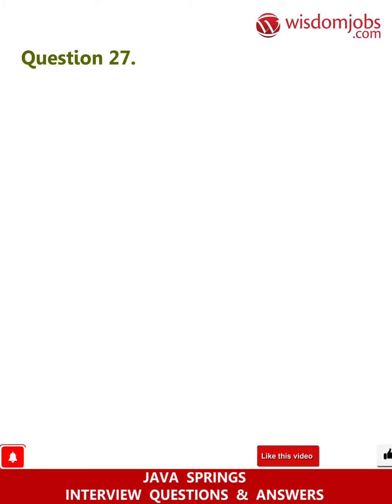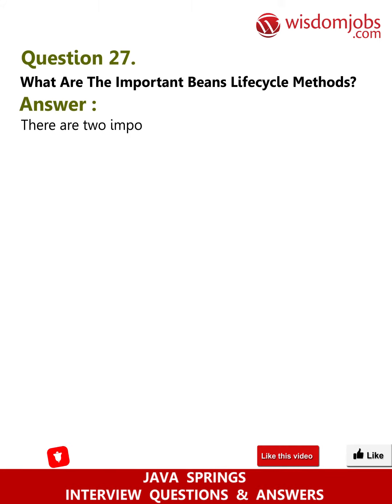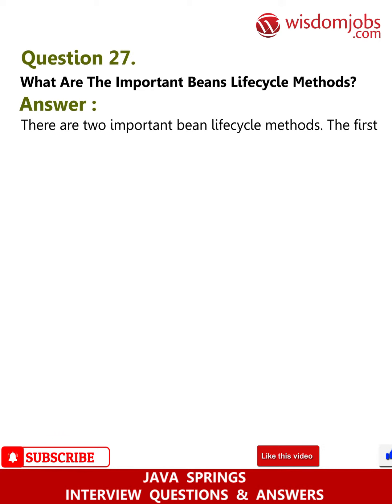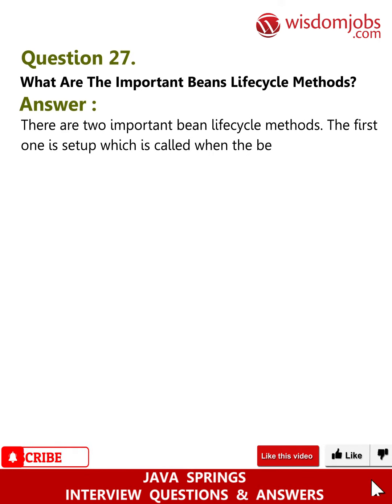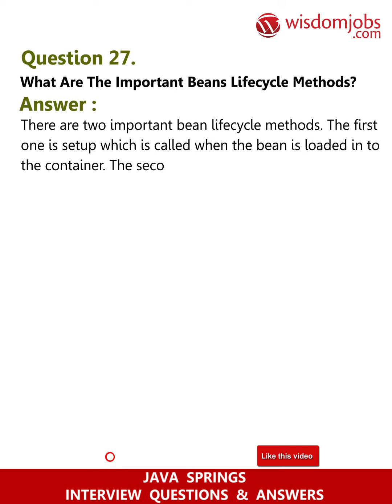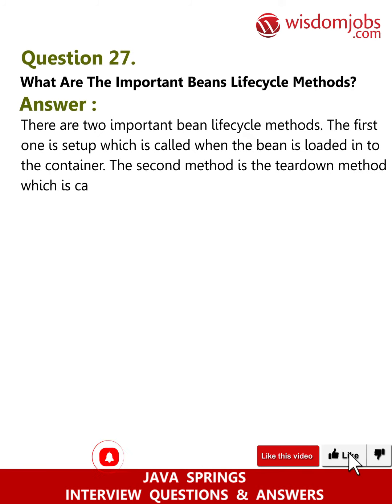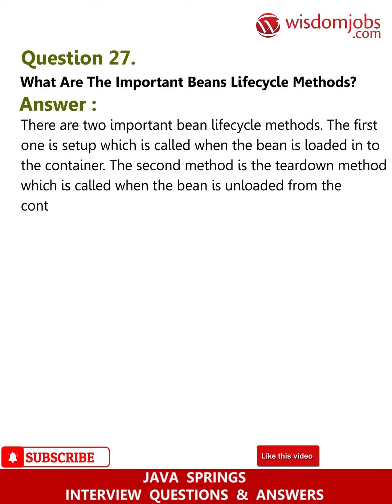Question 27. What are the important bean life cycle methods? Answer. There are two important bean life cycle methods. The first one is setup, which is called when the bean is loaded into the container. The second method is the teardown method, which is called when the bean is unloaded from the container.